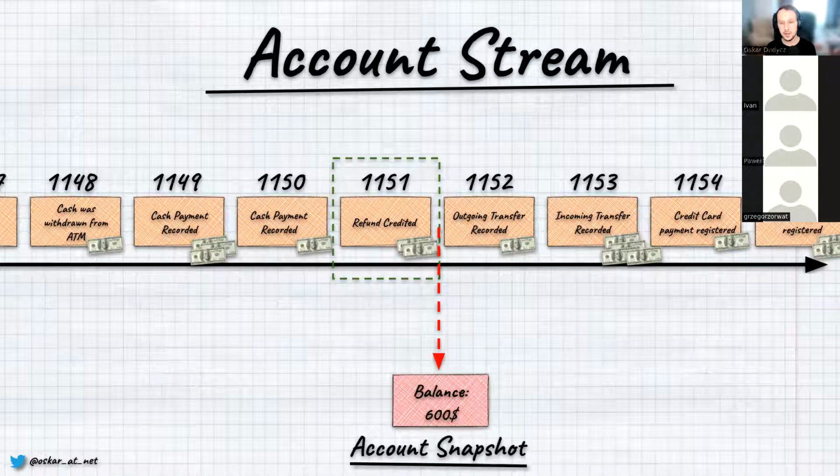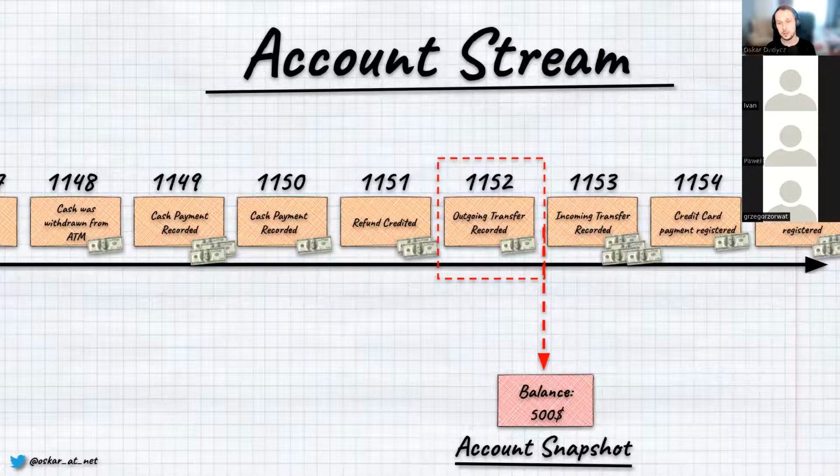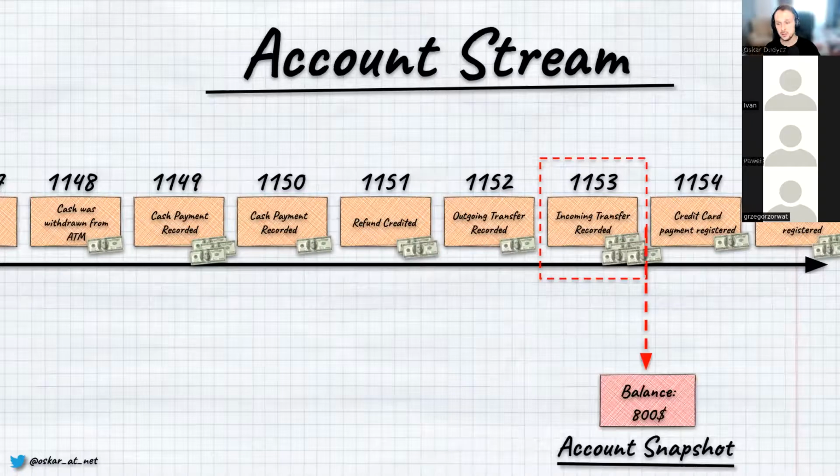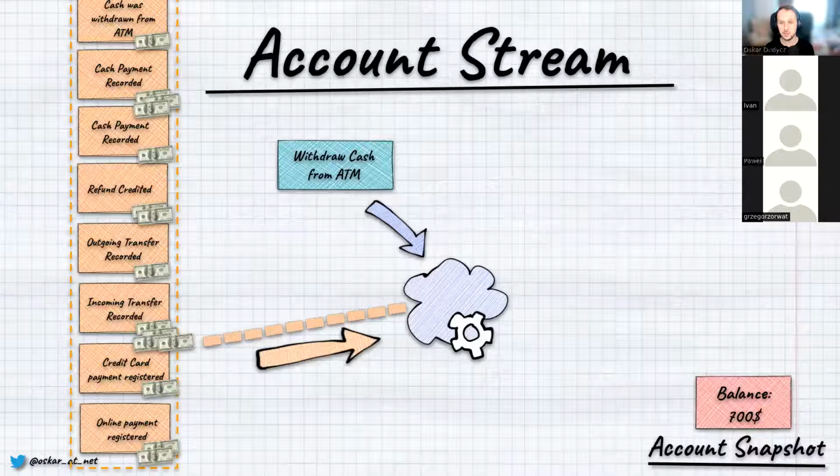If we are using snapshots, then we don't need to load all of those events, because we will be storing somewhere, and where we will discuss later on, the current state of the stream. So as you can see, the current balance after this specific event is $500. Then after that one, because we recorded an incoming transfer, it is 800. So if we store this snapshot somewhere, then we wouldn't need to get the state from the events.